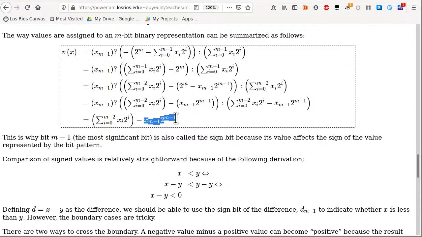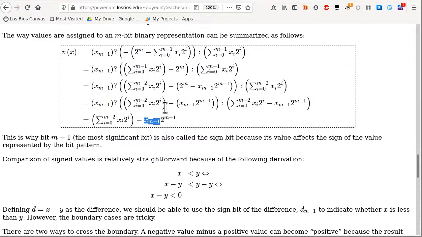Because if that bit is a 1, the whole value is going to go negative. We know from the theorem earlier that this power of 2 alone is greater than the summation of all of those powers where i goes from 0 to m minus 2. So this is another reason why that theorem is important. If x subscript m minus 1 is a 1, I don't care what the other bits are. I know the value being represented is negative.